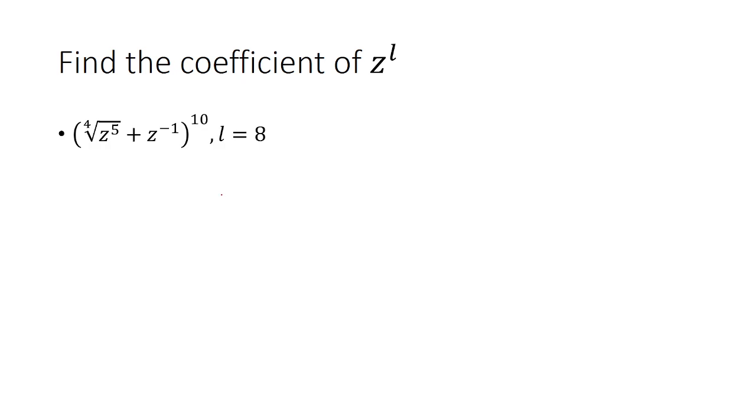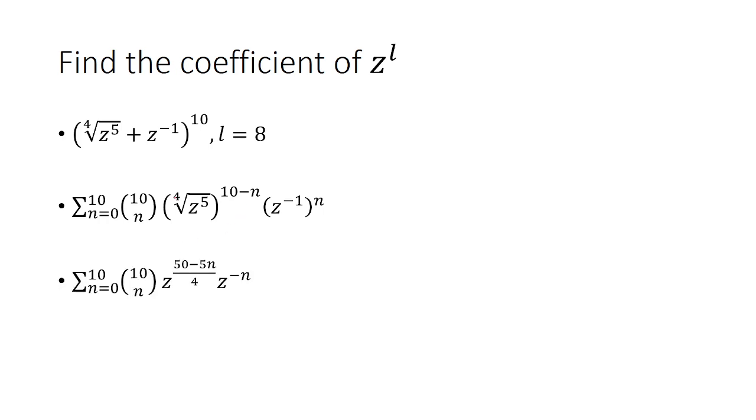Our next example, we have the fourth root of z to the fifth plus z to the negative 1, all raised to the 10th power. And we want to find the coefficient of z to the 8th. So using the binomial theorem, we can rewrite it like this. And the goal again is to get z under one term, or basically z to a power.